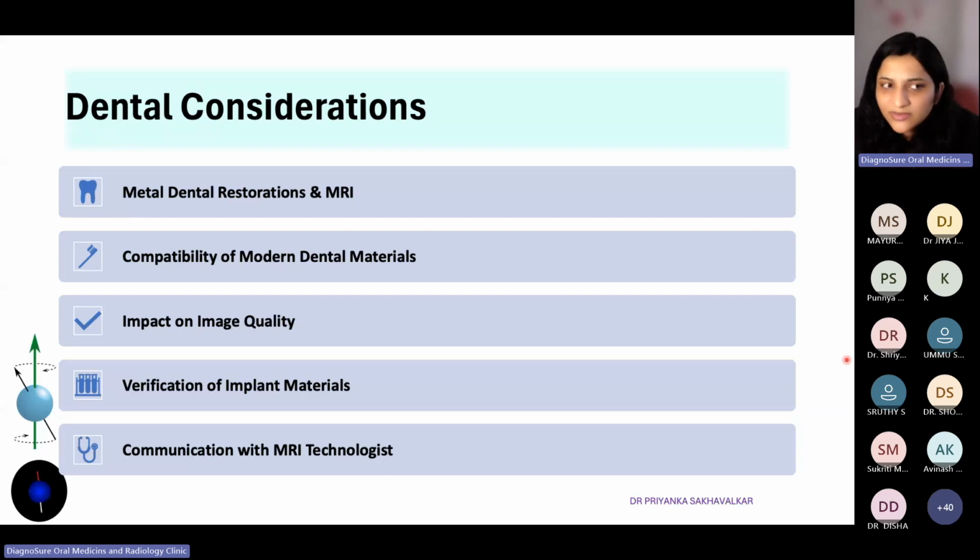If you inform the technician beforehand, they might use some algorithms to reduce the artifacts caused by these. By being informed, the technicians can make necessary changes. While it is generally not necessary to remove dental restorations, it is important to provide information about them to the technicians, so that we can get better images. If there are any loose crowns, then either cement them or remove them. Do not keep any loose crowns in the mouth when the patient is going for MRI.